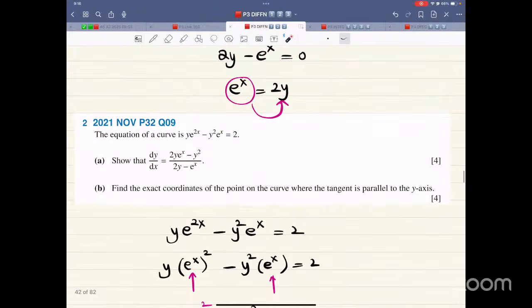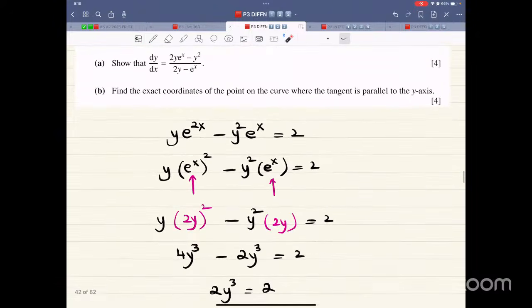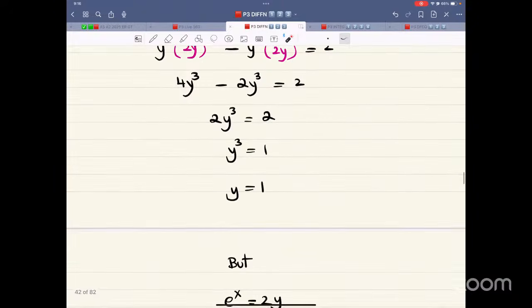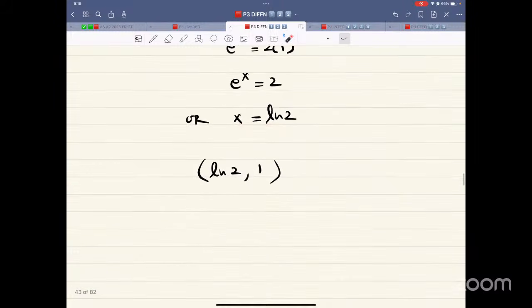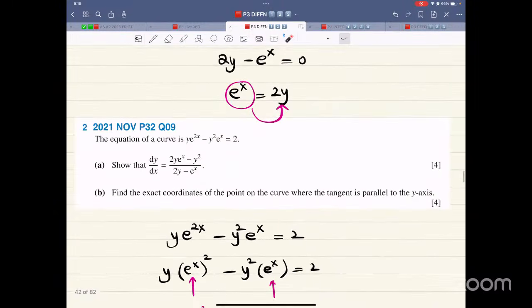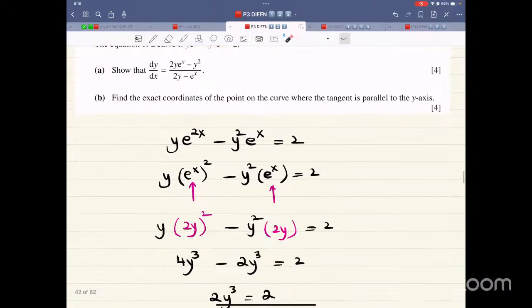So e power x is 2y. So e power 2x, I'm writing e power x raised to power of 2, I'm replacing it with 2y. E power x, I'm replacing it with 2y. I get y is equal to 1. I get x is equal to ln 2. That is this thing. And also read the question. Coordinates, that means x and y. Of the point, only one point.